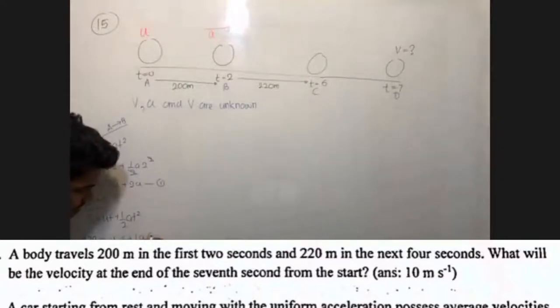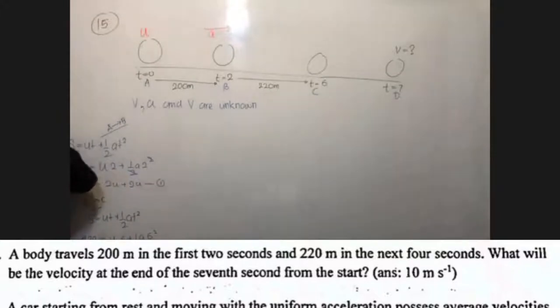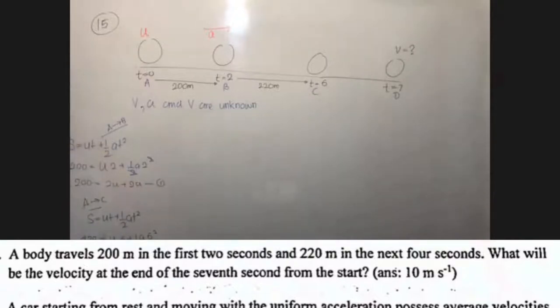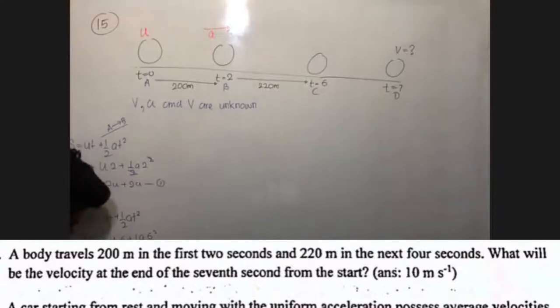Time is 6 squared. So 420 equals 6U plus 6 into 6, A over 2. If you see, you can cancel all these terms by 6. If you divide 420 by 6, it is going to be 70. So basic simplifications. This is also 6. Cancel. So what you are going to get is 70 is equal to U plus 3A.